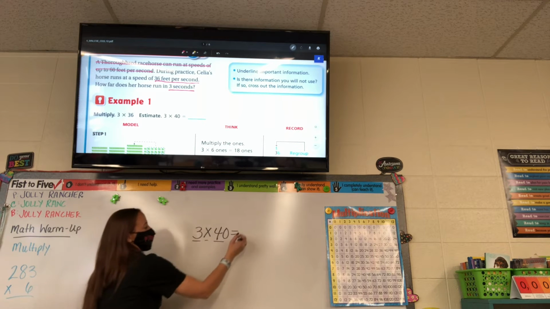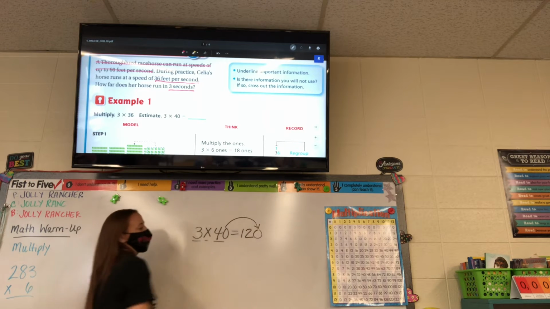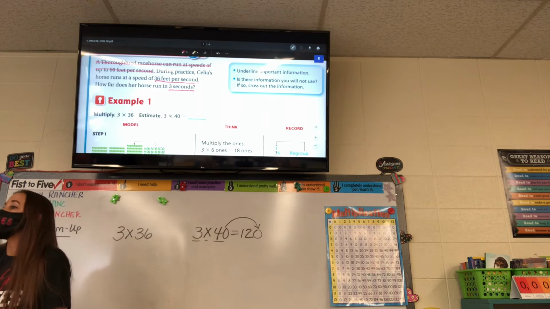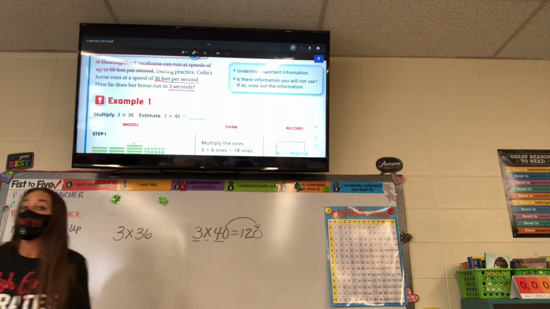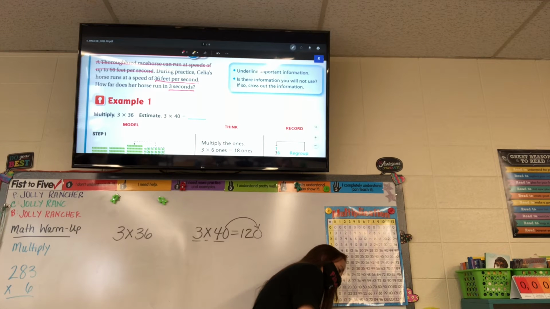3 times 4, good, is 12. And then we bring over the 0. So that means that in 3 seconds, Celia's horse can run about 120 feet. So we're going to fill in 3 seconds.